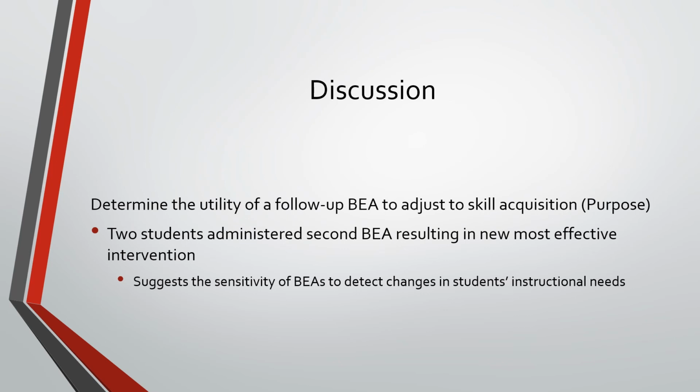And so then in determining the utility of a follow-up brief experimental analysis to adjust for skill acquisition, we saw that there was evidence for the sensitivity of a brief experimental analysis to detect changes in students' instructional needs. And so our two students who were administered a second brief experimental analysis, their most effective intervention was different than their initial brief experimental analysis, suggesting that it is sensitive to the changes in their needs.